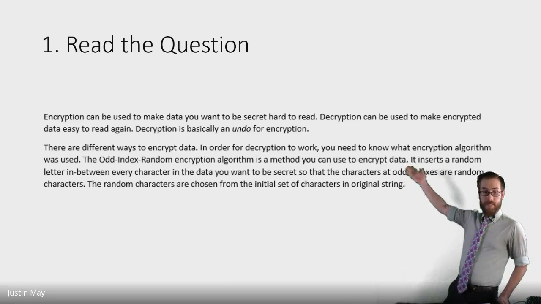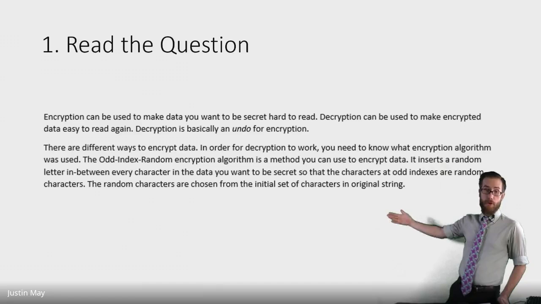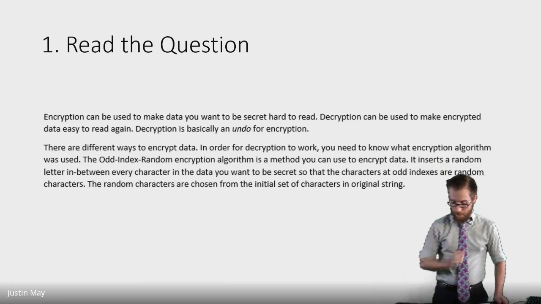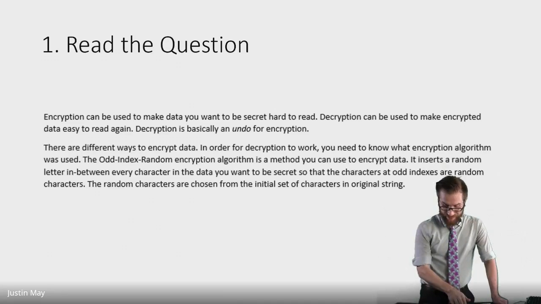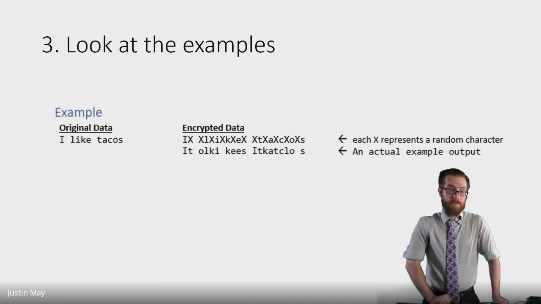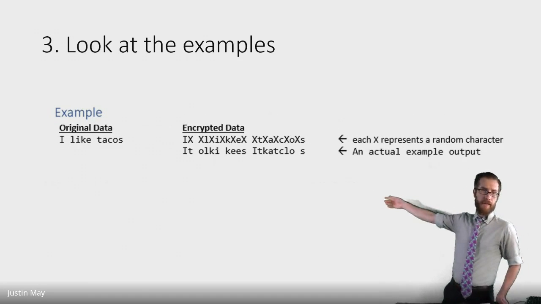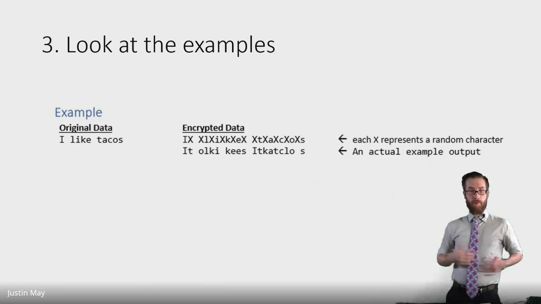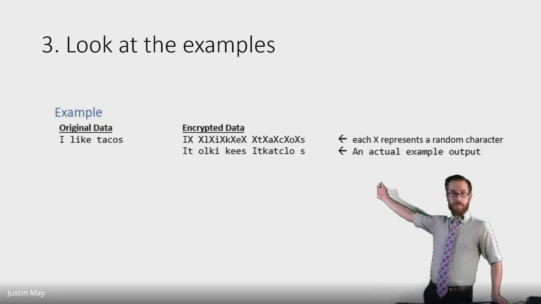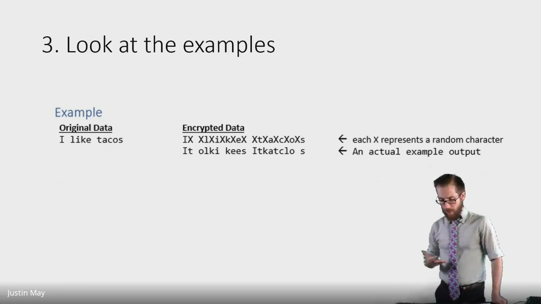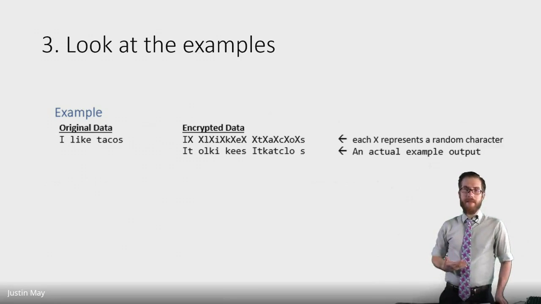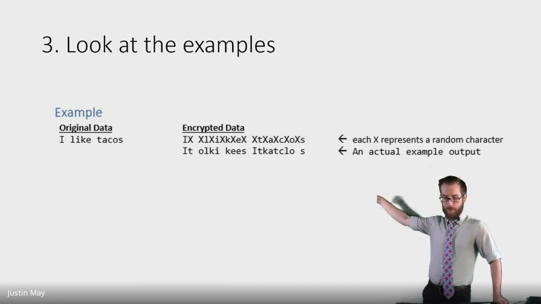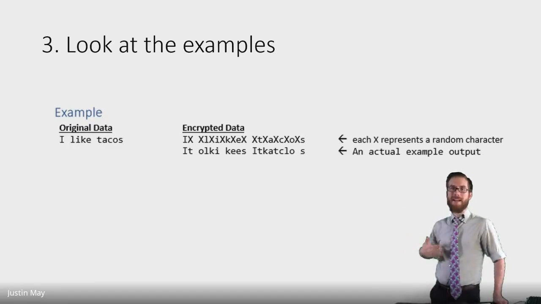So this is the problem. This is describing what the code you're going to write is supposed to do. We're going to be writing encryption and decryption methods. And then the next thing it's going to give you is some examples. So the example here, they're saying, we have this original data, I like tacos, and we're going to encrypt that data. And when it is encrypted, it looks something like this. Because this problem uses random in it, it can't give you an exact output. I mean, it does, but the output you get may not match this exactly, but it's going to match the pattern.